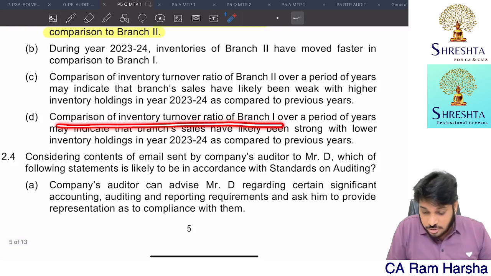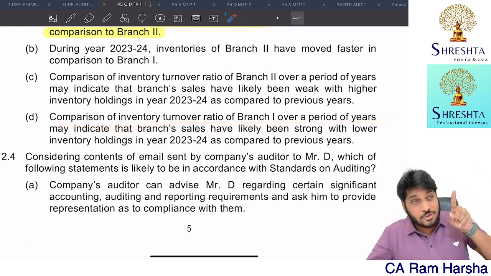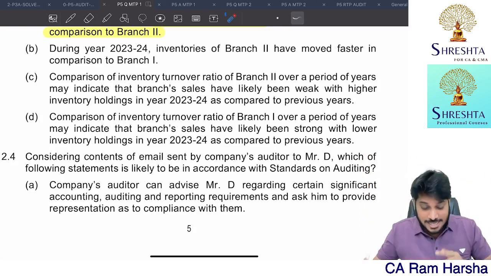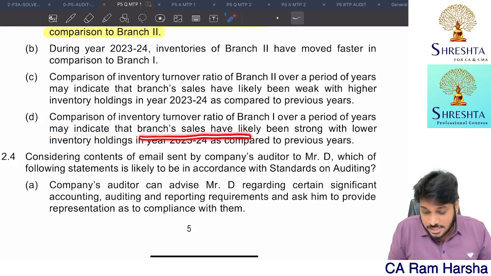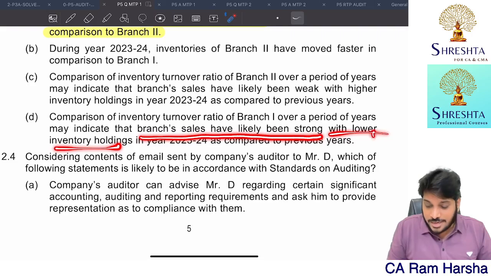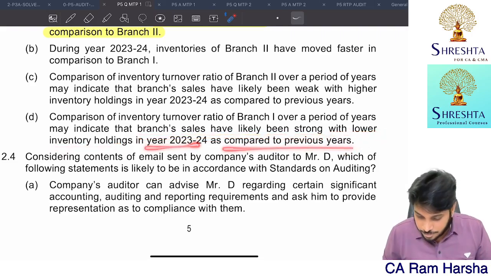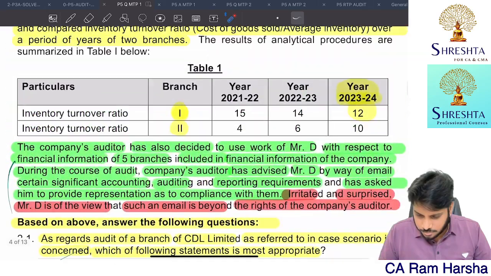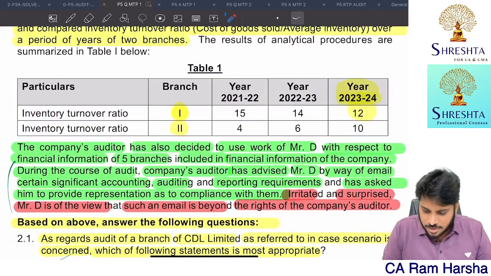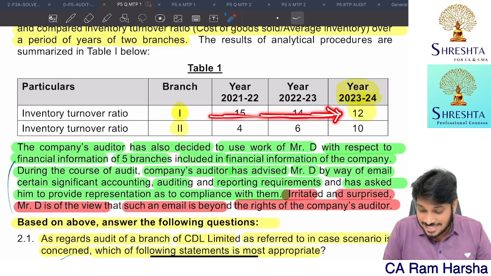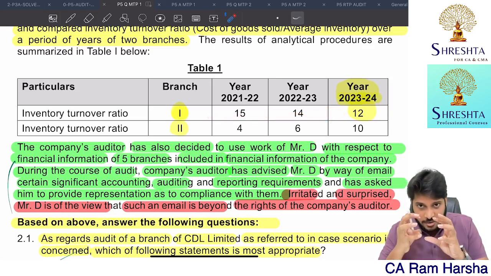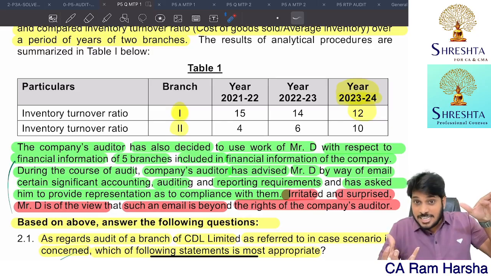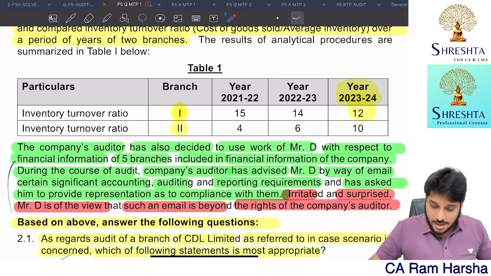Comparison of inventory turnover ratio of branch 1 over a period of years. Branch 1, if you see, 15, 14, 12. It is decreasing actually. May indicate that branch sales have likely been stronger with lower inventory. No. As compared to the previous year. Lower inventory, just a minute. So for branch number 1, inventory turnover ratio is decreasing. Decreasing inventory turnover means whatever inventory we are buying is being sold slowly. Means inventory holding is increasing. Correct?